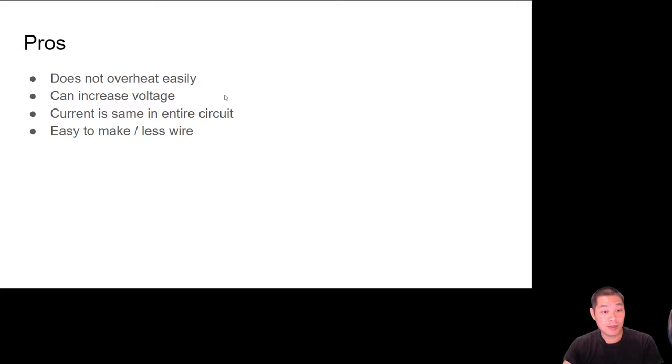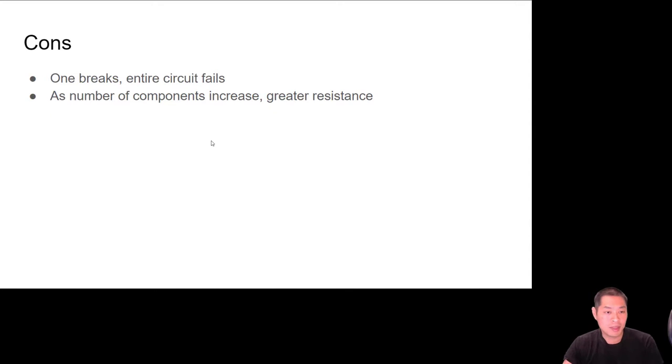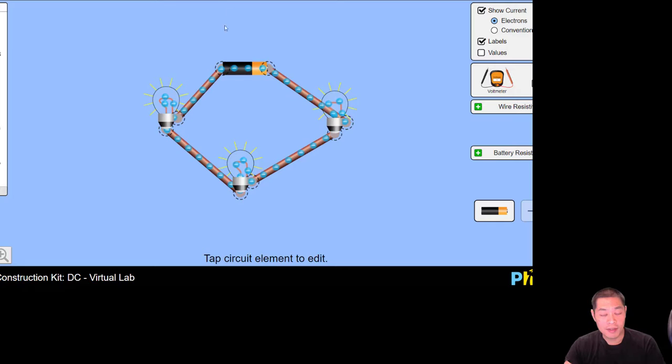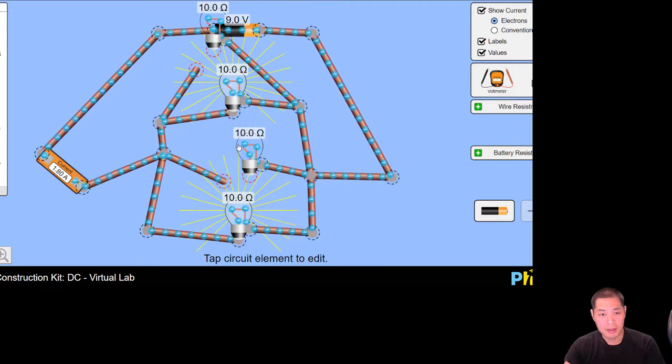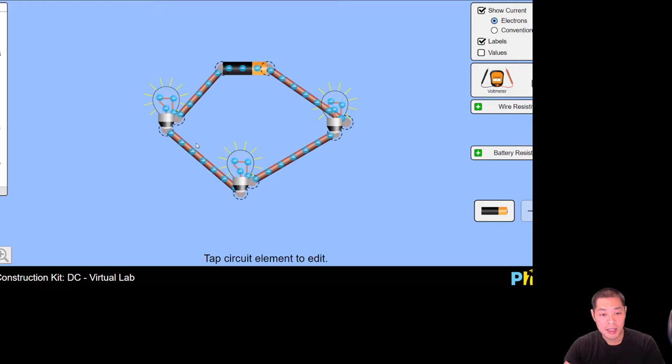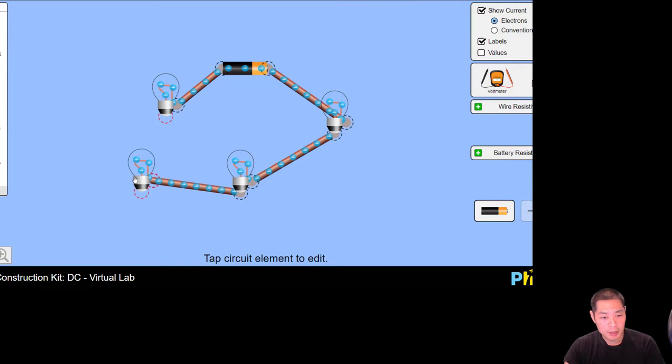So the pros are that it doesn't overheat. You can increase voltage, which we'll show later. And the current's the same, it's easy to make. Now the cons are kind of what it is. If one breaks, the entire circuit breaks, and as the number of components increase, the greater the resistance. So in this case, you'll notice that if I add more light bulbs, the brightness still stays the same, no matter what, for each one. And that's an advantage. But for series, if I add another light bulb, it'll get dimmer and dimmer.